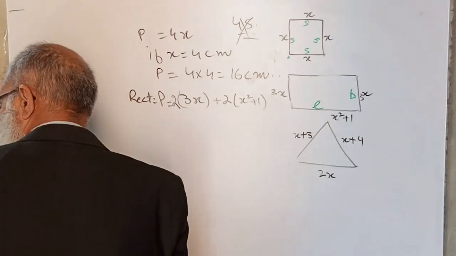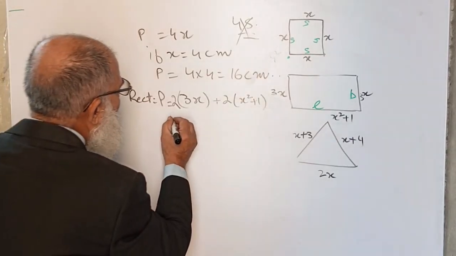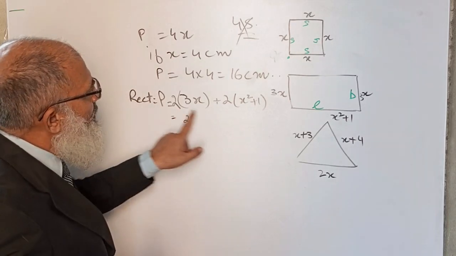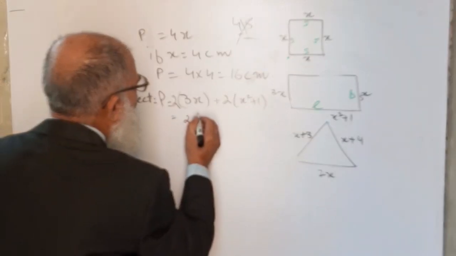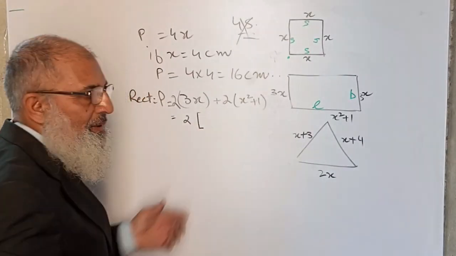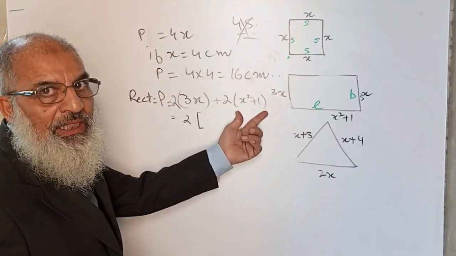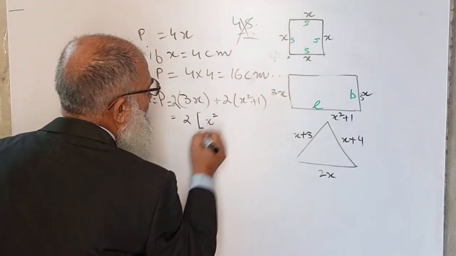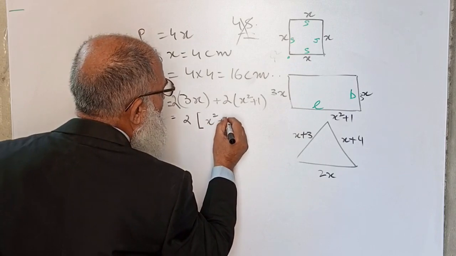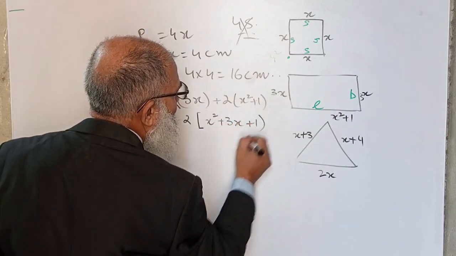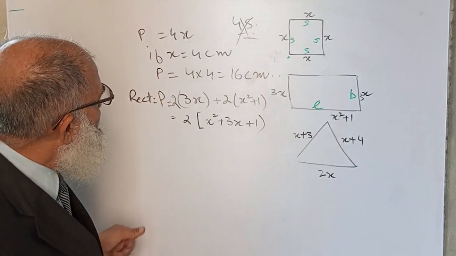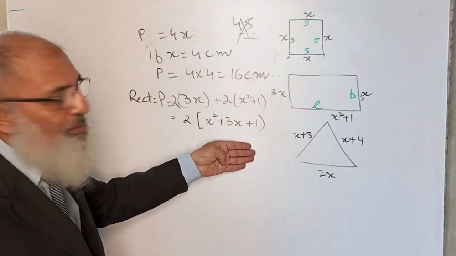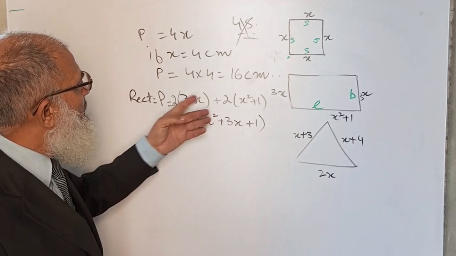Now we have to solve it first. Now this 2 will become common. 2 is over here and 2 is over here, and all the matter which is enclosed in the brackets will be written like this. We'll write the second degree first, then the first degree, and then the one. So this is the whole expression we have obtained from this.